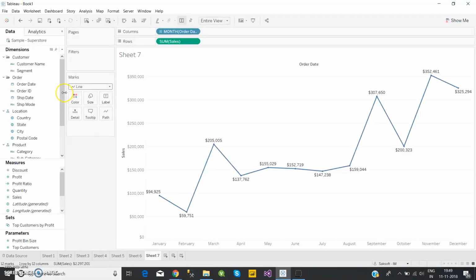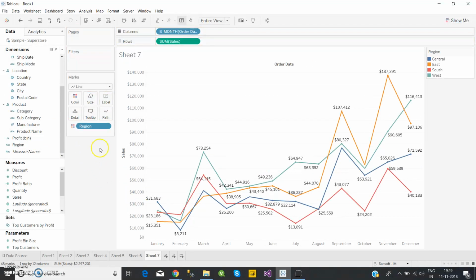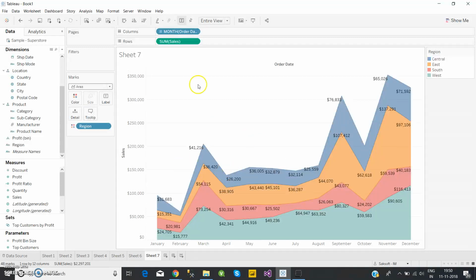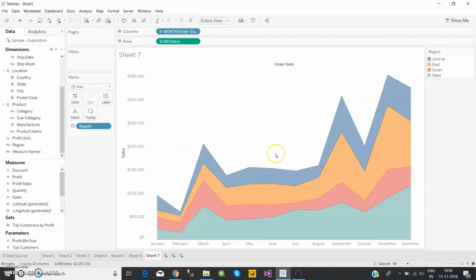But what if I want to know how each region's sales trend is for different months? Now I have added region to the chart and I have a line for each region. The 4 lines for 4 regions. This is too cluttered. Even though it serves the purpose of looking at the trend, this is too cluttered. It doesn't give a good look. So in this case, we can convert it into an area chart. And this gives a much neater look.